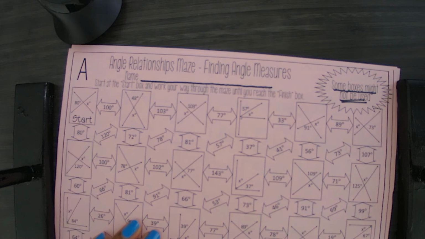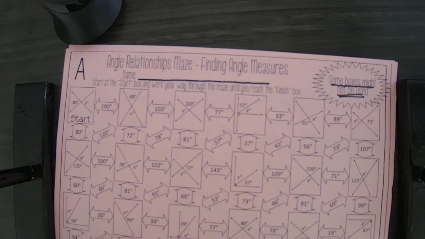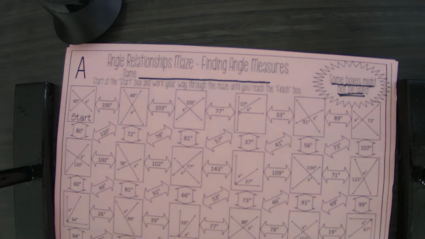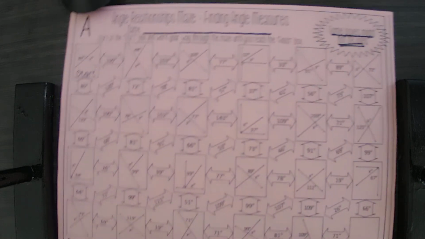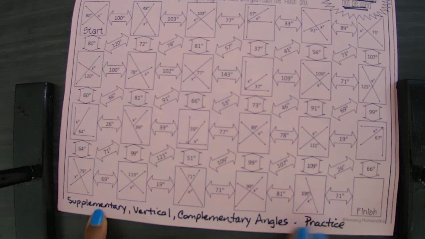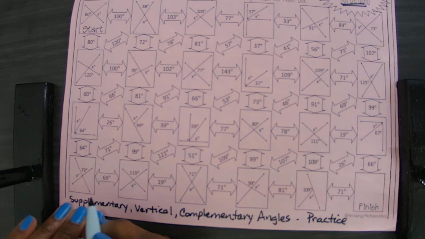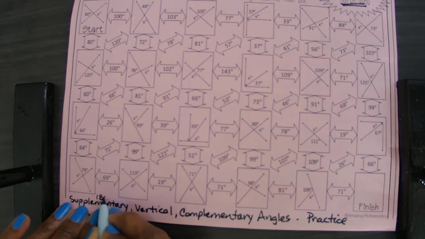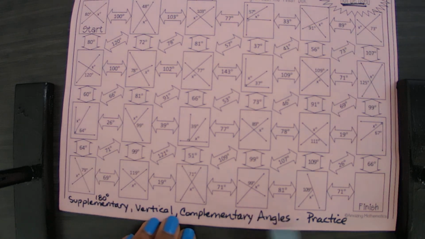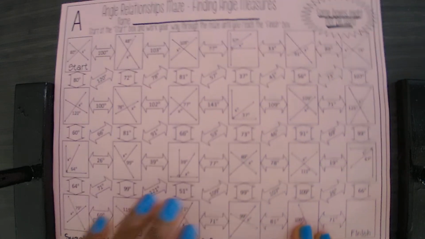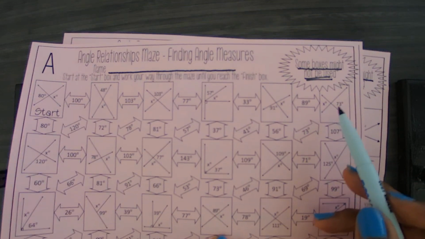So now, for your assignment, it's going to be a couple of puzzles. You can do your work on your own paper. That will be fine. But this is a little maze. And I like it because it has supplementary angles, vertical angles, complementary angles. Remember that our supplementary angles are those angles whose sum is 180 degrees. Complementary angles are those angles whose sum is 90 degrees, and vertical angles are equal to each other, equal and across from.